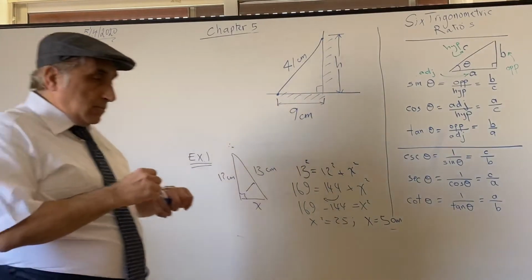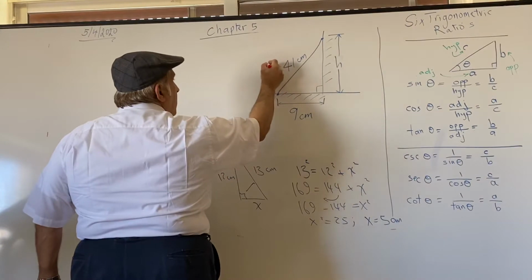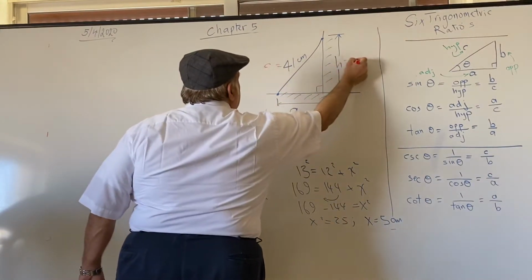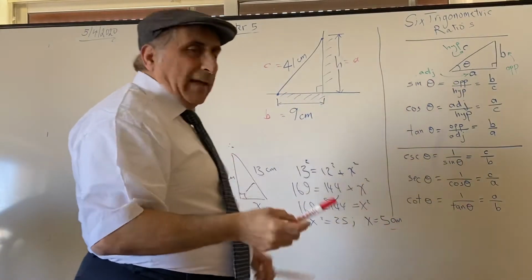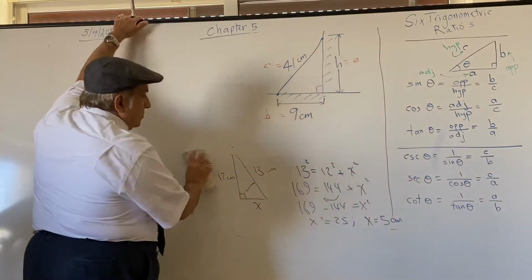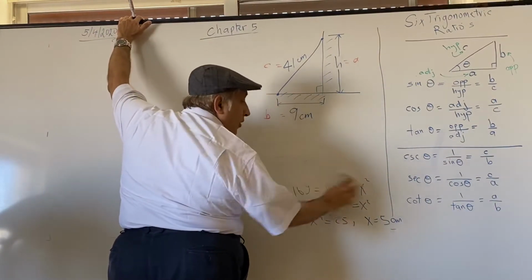How about we name these sides? We call this C, if you remember. We call this B, and we call this A. So I'll give you like 2 minutes, think about it, and try to solve it on your own. I'm waiting for you.